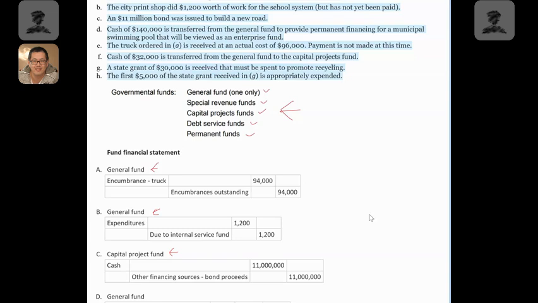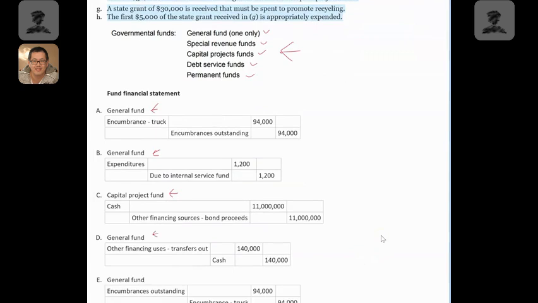Transaction D. Cash of 140,000 is transferred from the general fund to provide permanent financing for a municipal swimming pool that will be viewed as an enterprise fund. We don't need to worry about the enterprise fund, but for the general fund, we debit other financing uses, which is the transfer out, and credit cash 140,000. So cash is transferred out to the enterprise fund.